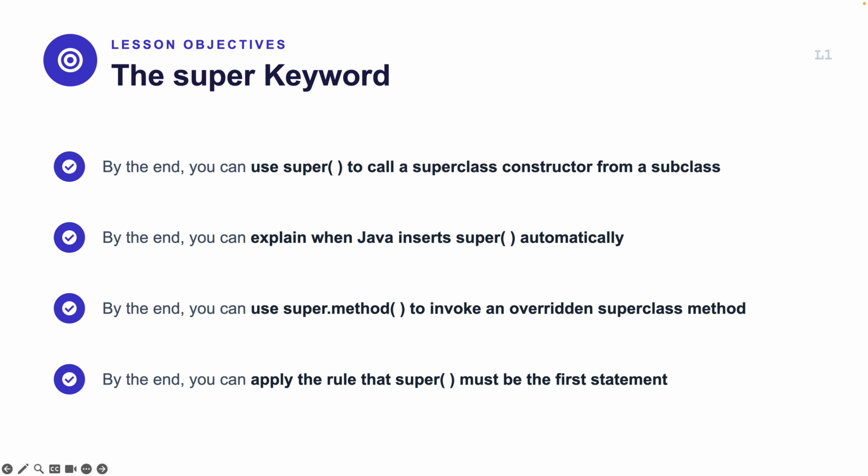Here are our goals for this lesson. By the end, you'll be able to use super with parentheses to call a superclass constructor, explain when Java inserts that call automatically, use super dot method to invoke an overridden parent method, and apply the rule that an explicit super call must be the first statement in a constructor. Keep these four objectives in mind. Each one maps directly to a type of exam question.